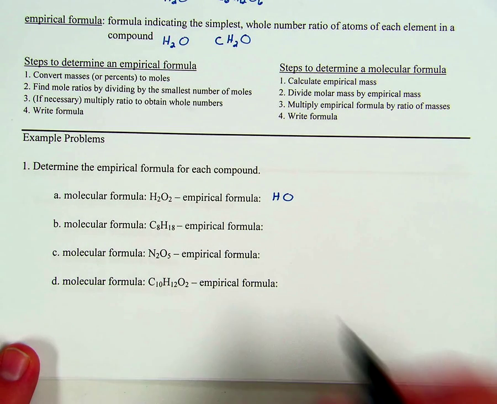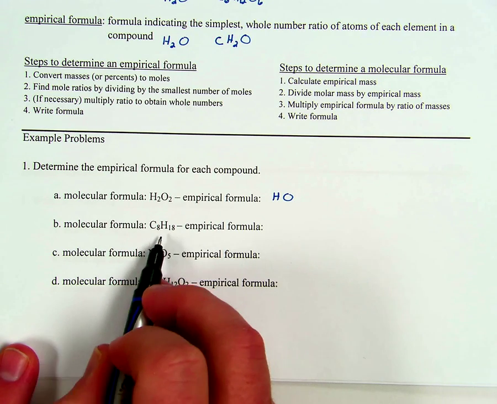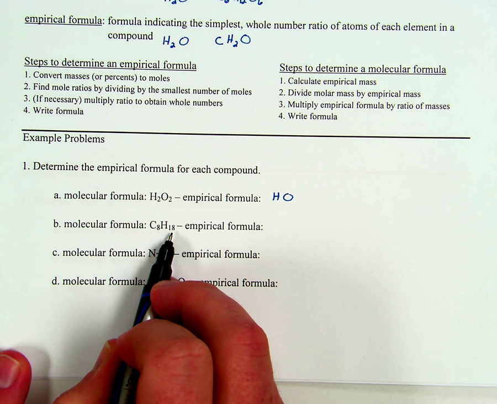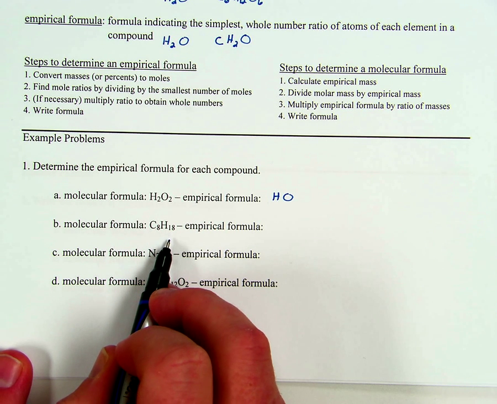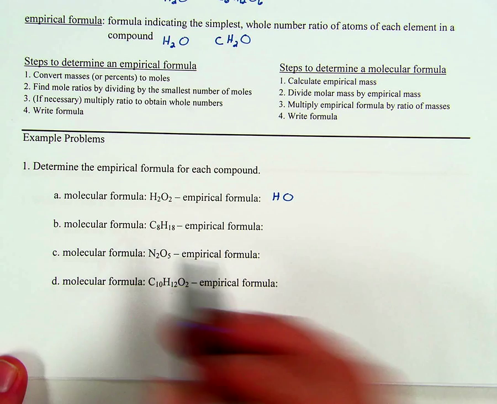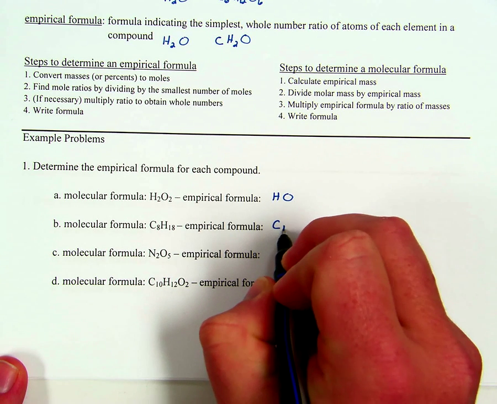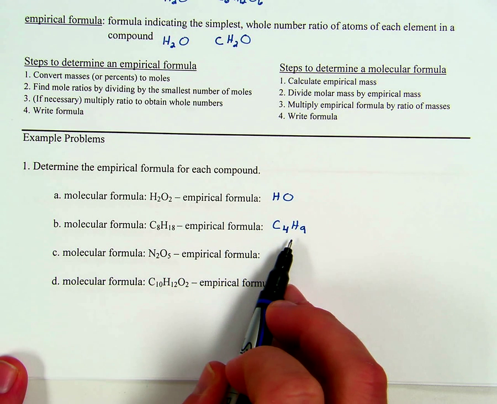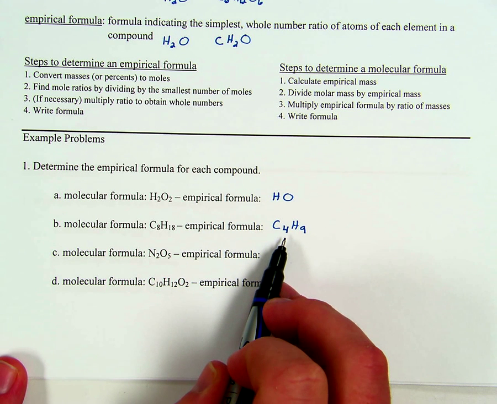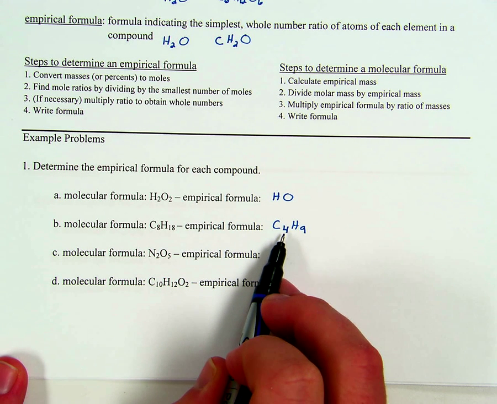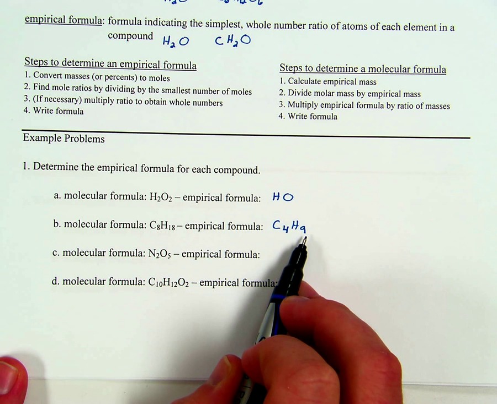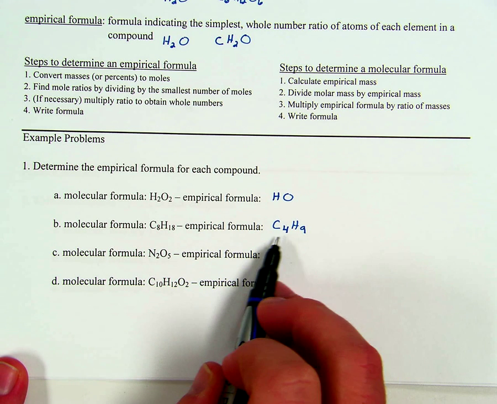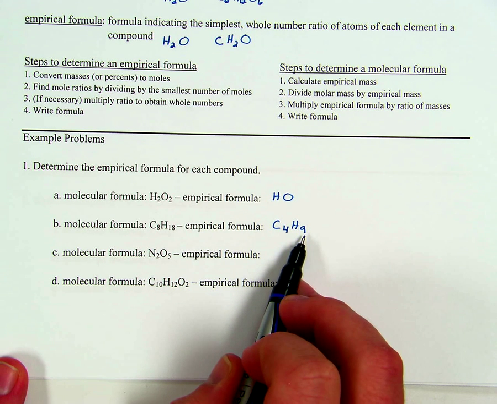Next, ask yourself, what number can I divide 8 and 18 by? Well, if you said 2, that is correct. If I divide them both by 2, that would give me C4H9. Now, I can't make it any smaller than that because there's no number that I can divide both 4 and 9 by and still have whole numbers. So that's the simplest whole number ratio I can get out of that.